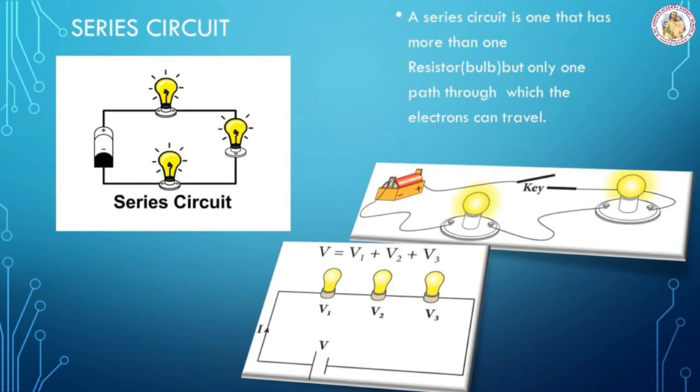Let I be the current through the circuit and V1, V2, V3 be the voltage across each bulb. The supply voltage V is the total of the individual voltage drops across the resistance, that means the bulbs. So V is equal to V1 plus V2 plus V3.